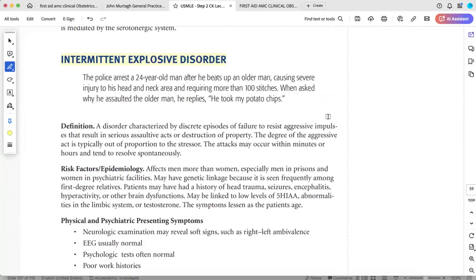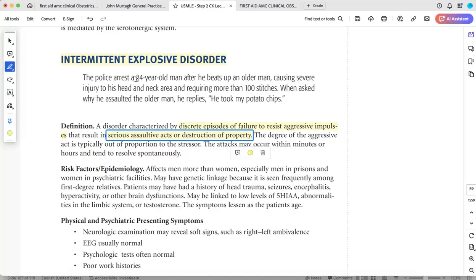One is intermittent explosive disorder. It is a disorder characterized by discrete episodes of failure to resist aggressive impulses, which cause serious assaultive acts or destruction of property. These patients will have a sudden urge or impulse to do something destructive, and later on they will feel guilty or remorseful. The degree of aggression is typically out of proportion to the stressor.